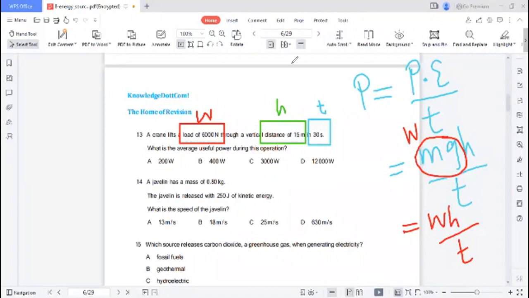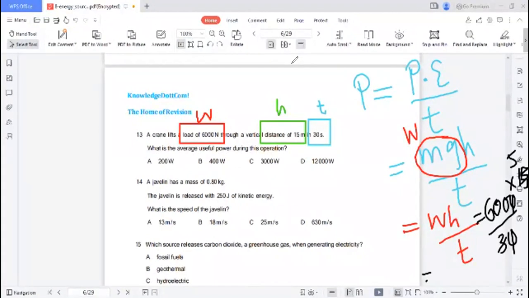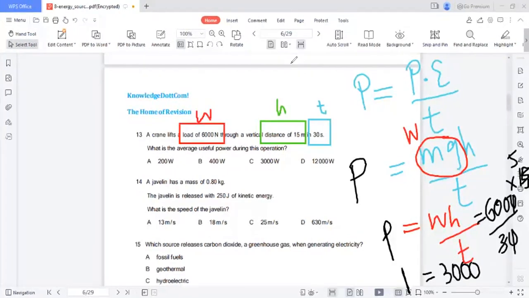So it would be 6,000 times 15 over 30. Zero is canceled. This one goes to 5. So 600 times 5 would be approximately 3000. And it is power. So unit of power is watt. So our answer is this one.